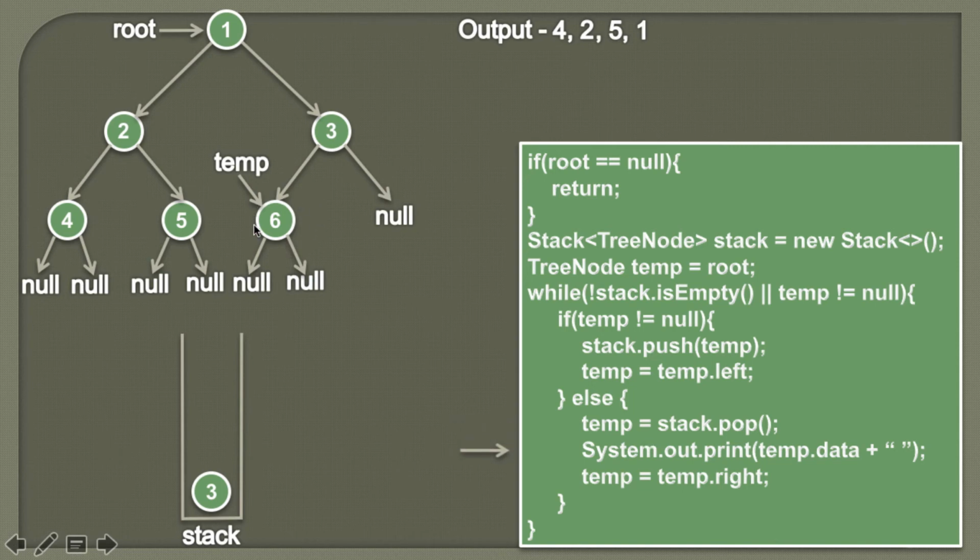And then we are simply printing the data associated with node 6. So 6 gets printed on the console. And as we have visited this node, now is the time to go to its right subtree. So therefore now temp will point to null.